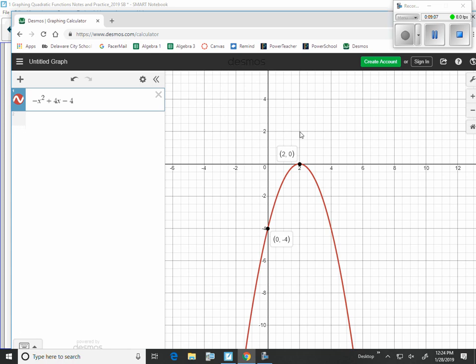So, go ahead and record your y-intercept, record your x-intercept. But wait a second, we only have one x-intercept. That's another thing. Sometimes you'll have 2 x-intercepts, sometimes you'll have 1. Surprise, sometimes you'll have none. We're going to see an example of that. It can happen. So go ahead and record these. So we have 2, 0, and 0, -4.